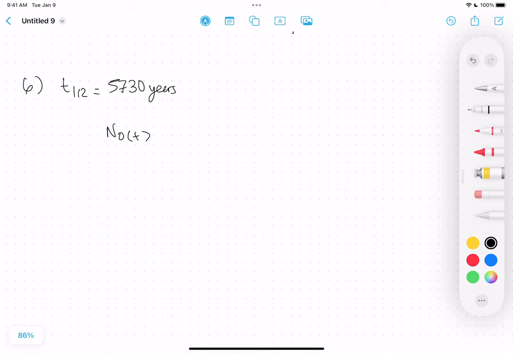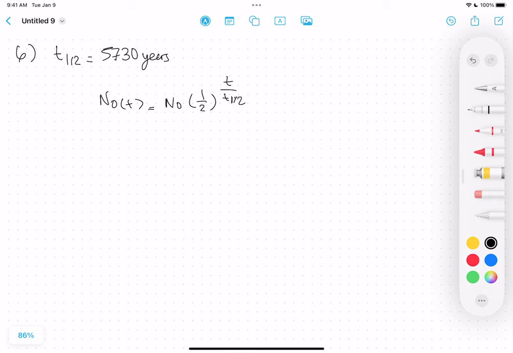So t is the amount that you have left after a certain period of time, and that's equal to the original amount, multiplied by 1/2, and then raised to the power of the time that we're looking at, divided by the half-life. So your exponent here is t over t1/2. T1/2 is your half-life, and t is the age of the specimen, or the fossil in this case. So t is what we're looking for.